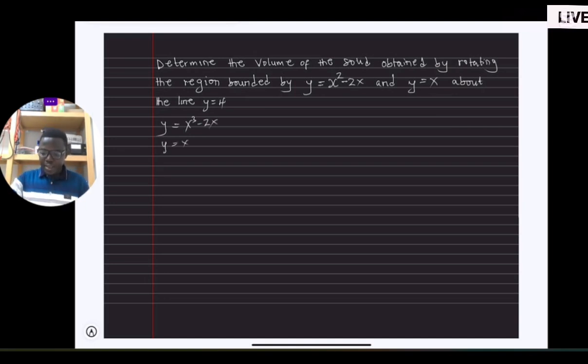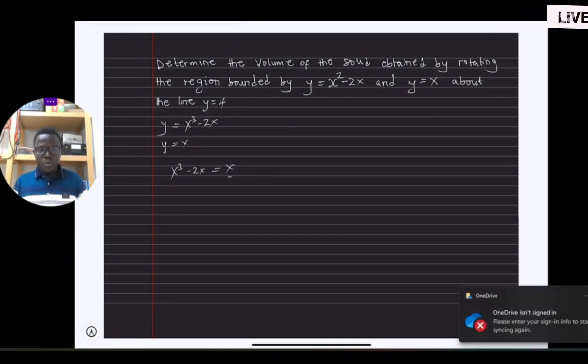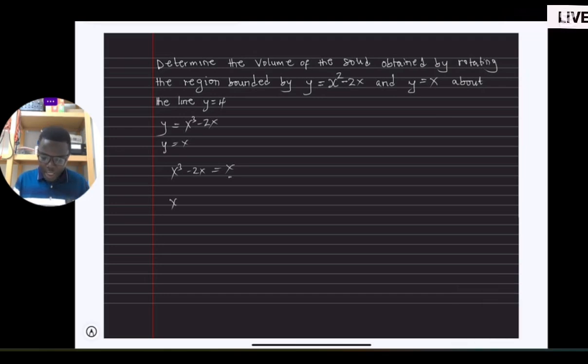So how can we know where the functions meet? What we do is equate the two functions. That is, x power 3 minus 2x equal to x. When we equate the two functions, we can bring all the x terms to the other side to help us simplify things. So now we can do x to the power 3 minus 2x minus x equal to 0, and we can simplify it to x power 3 minus 3x equal to 0. So how do we find the values of x? This is how you can find it.